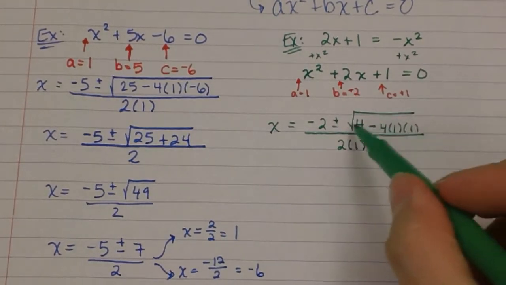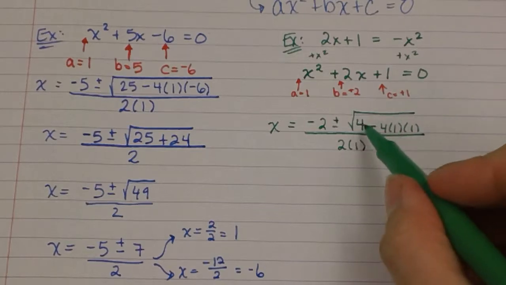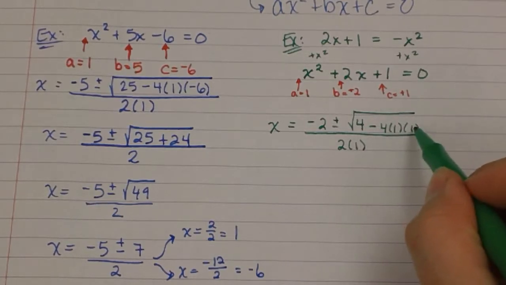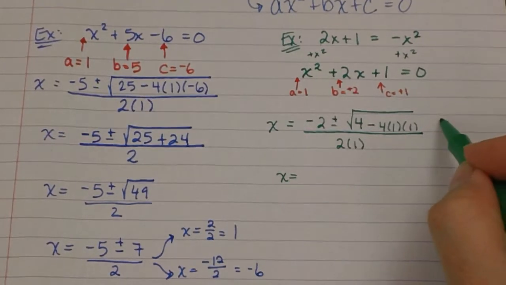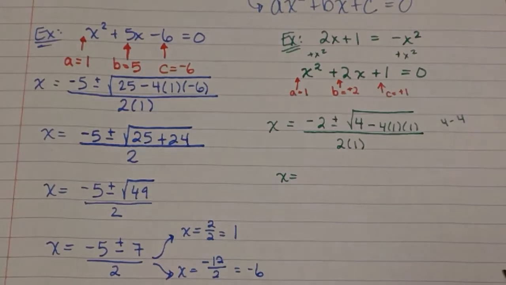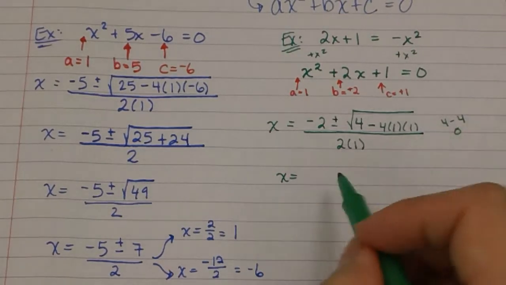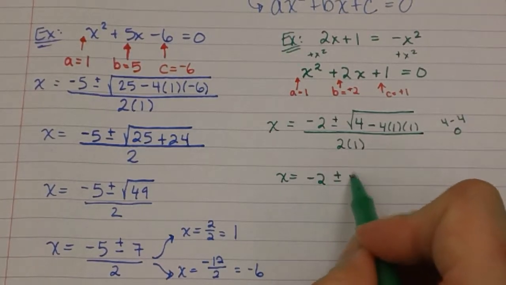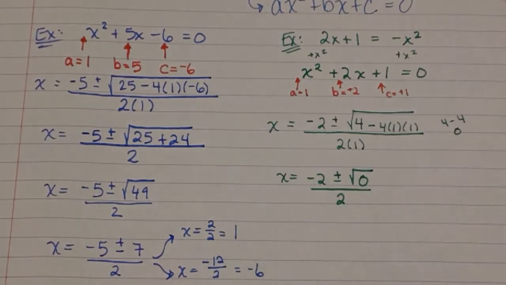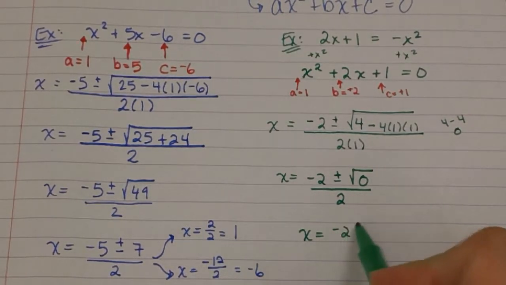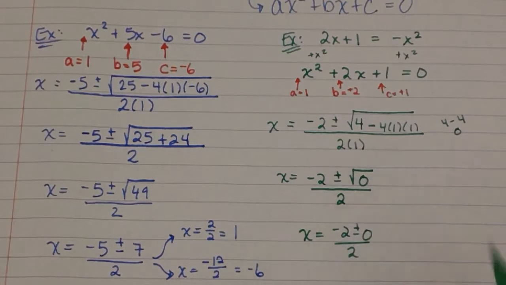Now we're going to work inside this radical. So we have 4 times 1 times 1. 4 times 1 is 4, and then times 1 again is 4. So under the radical, what we really have is 4 minus 4, which is 0. We have negative 2 plus or minus the square root of 0 all over 2 times 1, which is 2. Now the square root of 0 is 0. So this is really negative 2 plus or minus 0 over 2.